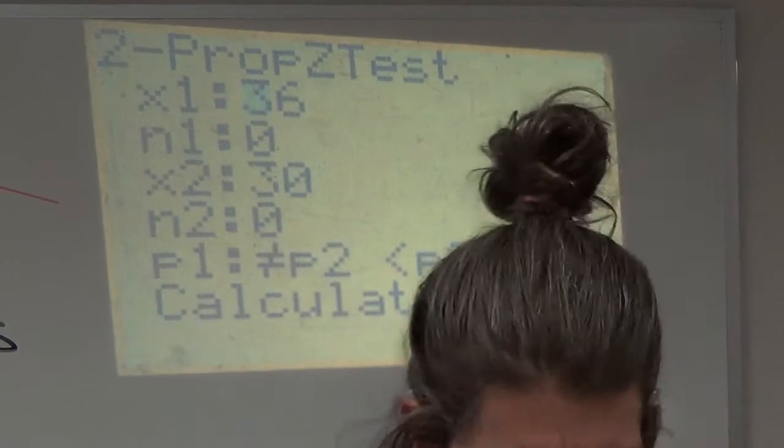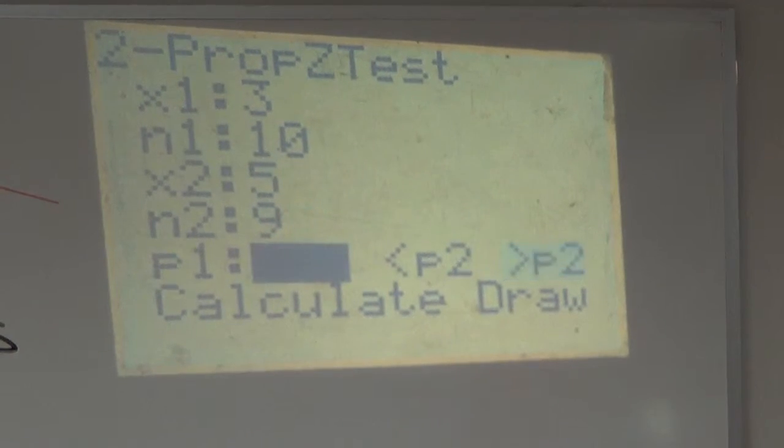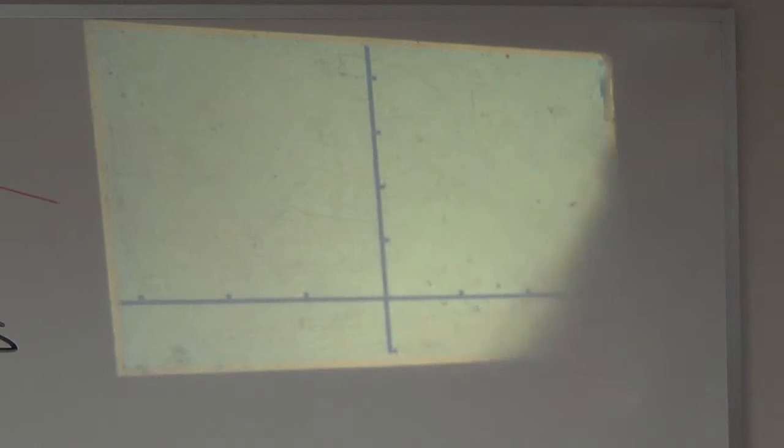All right, so 3 out of 10. Is 3 out of 10 significantly different than 5 out of 9? I don't know. That's the point of the confidence intervals. Here we go. Look for area. Something's being graphed besides that curve.